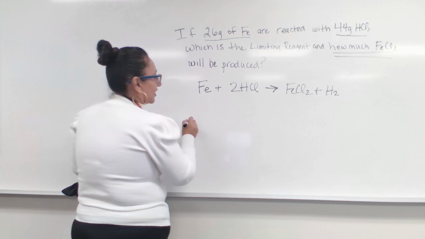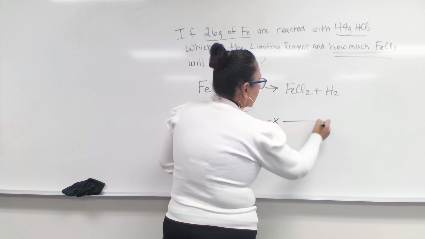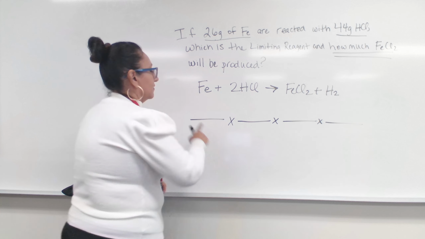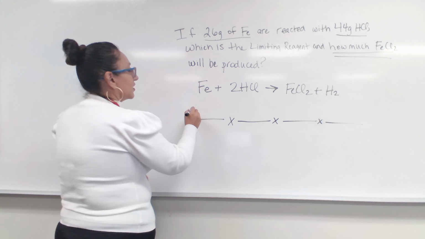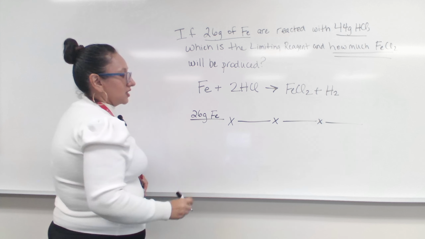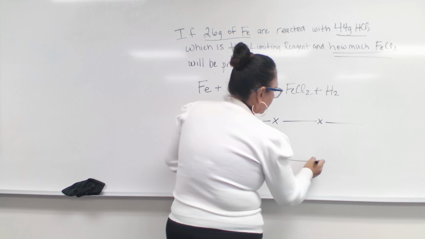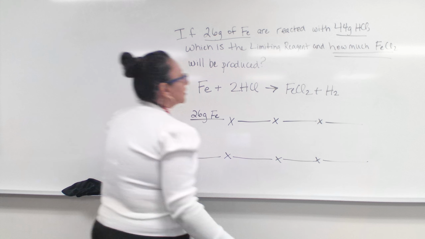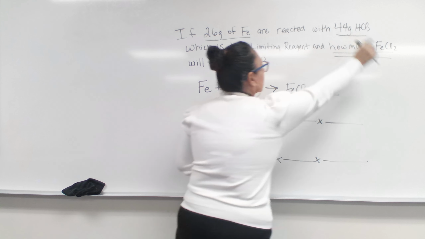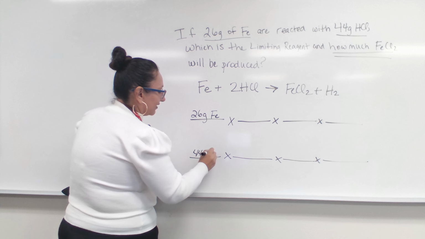So 4 steps. 1, 2, 3, 4. This will be for 26 grams of iron. And then again, 1, 2, 3, 4. And this will be for 44 grams of hydrochloric acid.